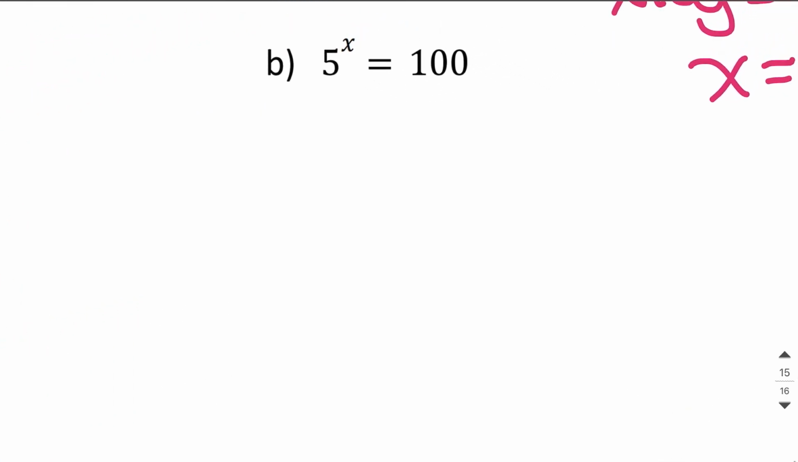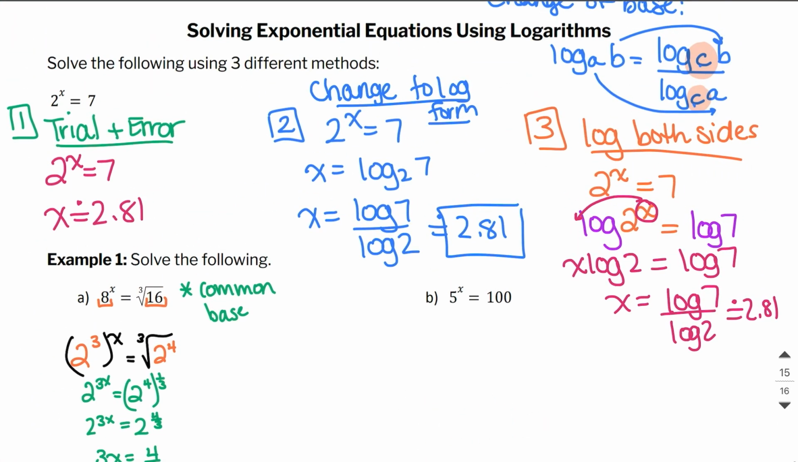So question B, 5 is just 5. There's nothing else I can do with it. But the number 100, I cannot write this as a base of 5 because 5 to the power of 1 is 5, 5 to the power of 2 is 25, and then 5 to the power of 3 is 125. There's no way that I can get 100 with a base of 5. That's not a nice, even, pretty number. So here I will have to do one of our options that we have up here. Okay, trial and error, I'm going to pass on that one. No thanks. I could either write this in log form or I could log both sides.